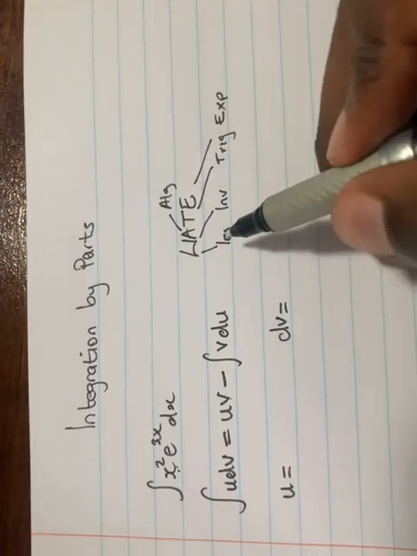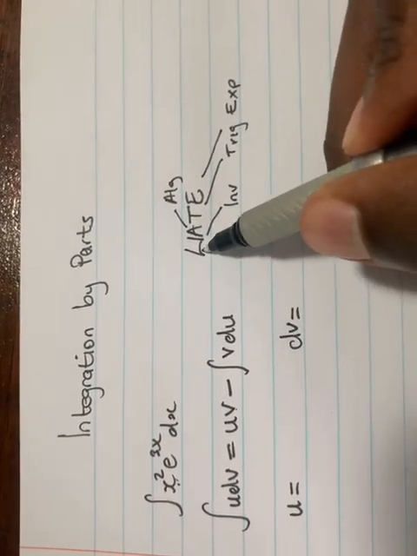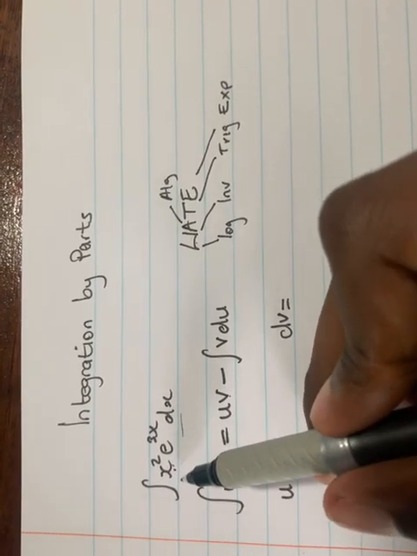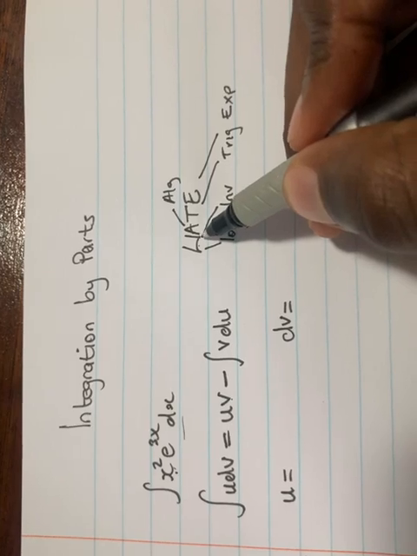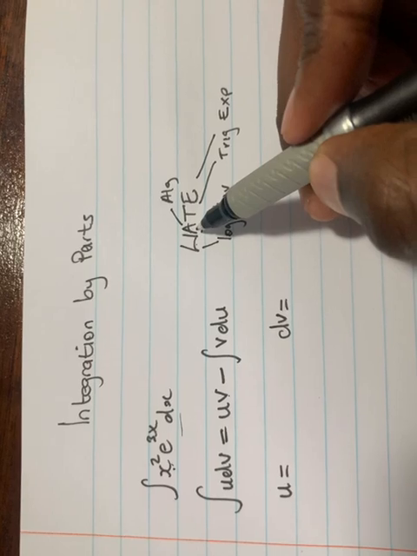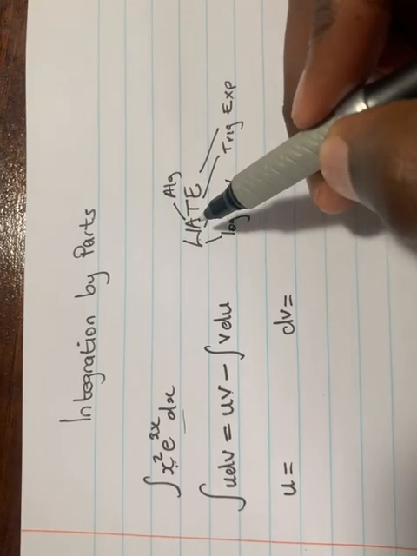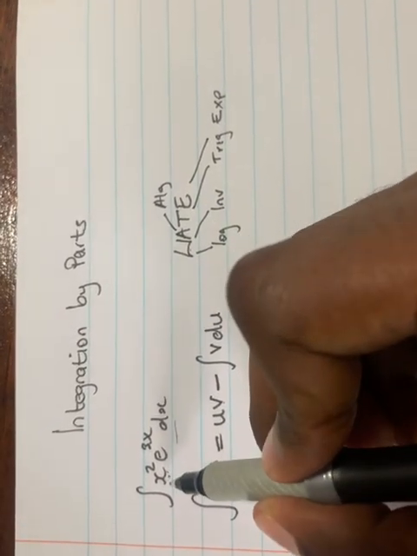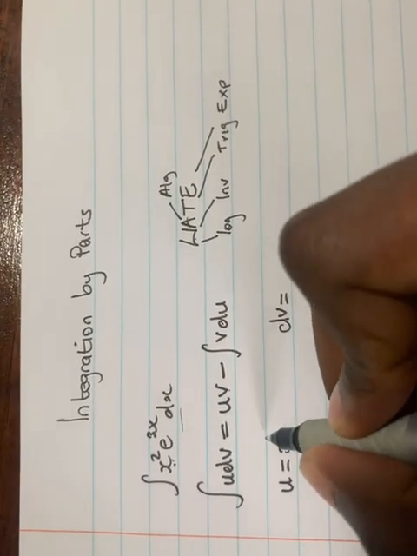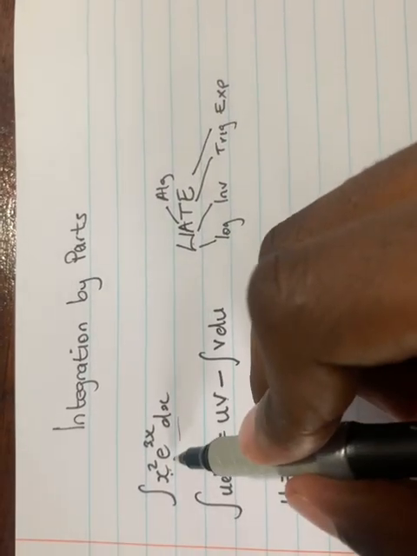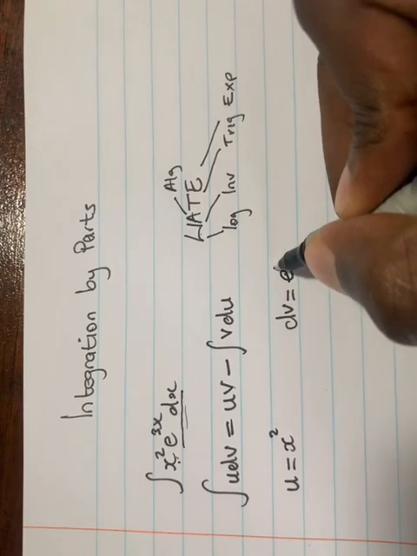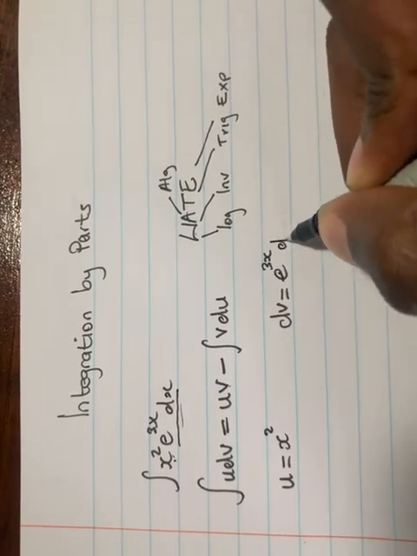So now you ask yourself, is there a log here? If you notice, there is no log. Is there an inverse? There is no inverse. Is there an algebra? Yes, there is an algebra. That one is your x squared, which is the algebra, and it will be your u, and therefore the rest that is remaining will be your dv, which is e to the power of 3x dx.